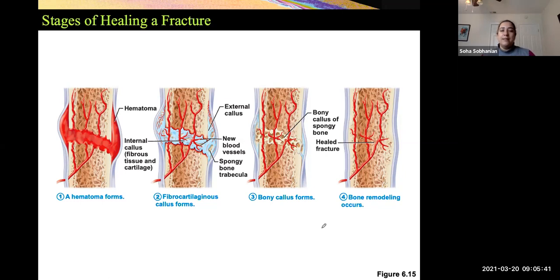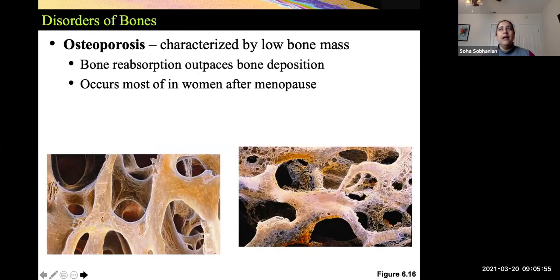Again, very simple, don't make it more complicated. Hematoma, fibrocartilaginous callus, bony callus, remodeling. That's all you need to know for this stage of healing a fracture. And that usually in a healthy adult takes about 8 weeks. In children, it's actually much faster.